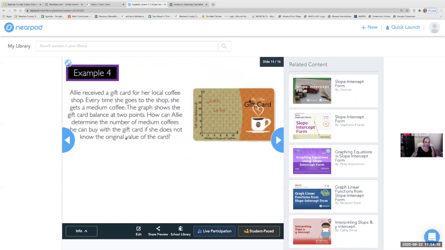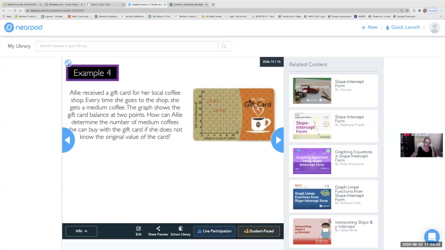Here's another example. Allie received a gift card for her local coffee shop. Every time she goes to the shop, she gets a medium coffee. The graph shows the gift card balance at 2 points. So here at 2 cups of coffee, she's got $19.70. This is her balance. And after she's bought 2 more cups of coffee, she's at 4 now, and her balance is $14.40. How can Allie determine the number of medium coffees she can buy with the gift card if she does not know the original value of the card?